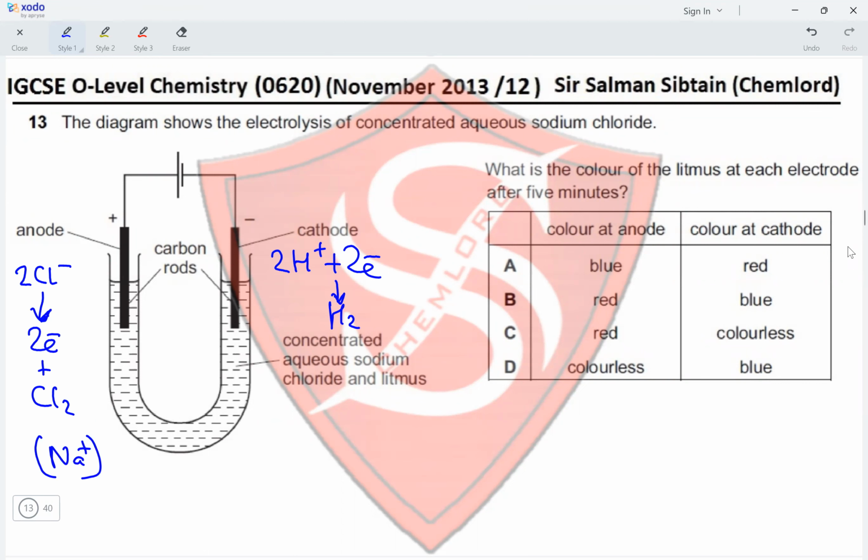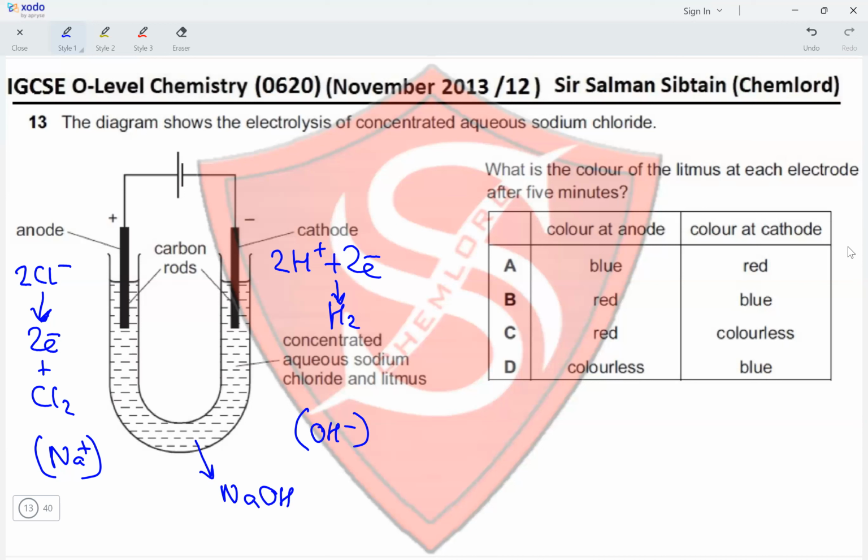And at the cathode, we have H+ ions converting into H2. So we would have OH- ions remaining in solution. So the remaining electrolyte would contain NaOH. So the question is, what is the color of the litmus at each electrode after 5 minutes?